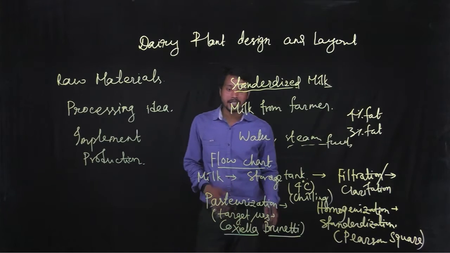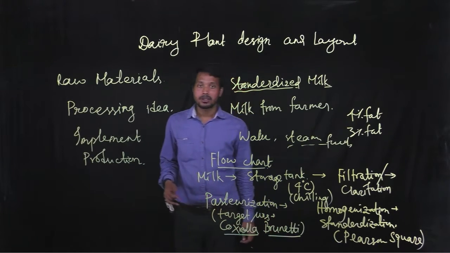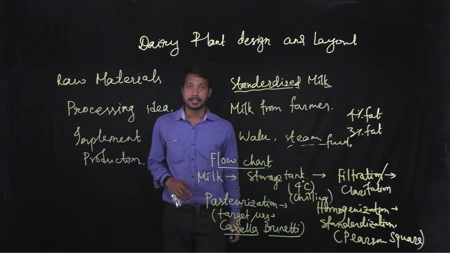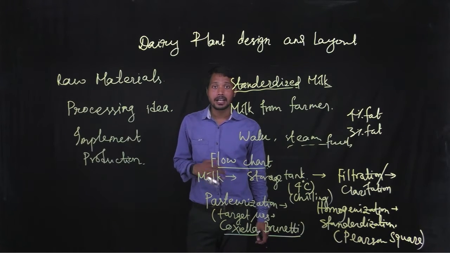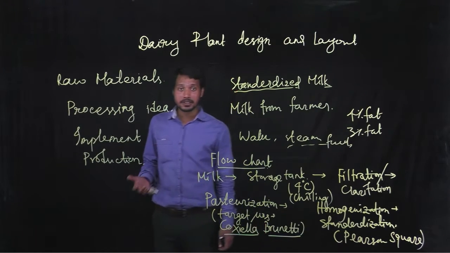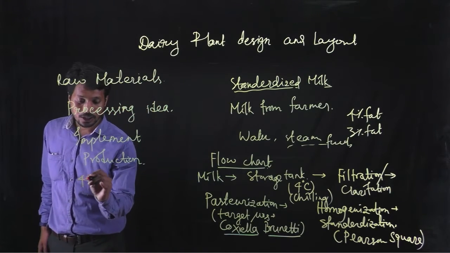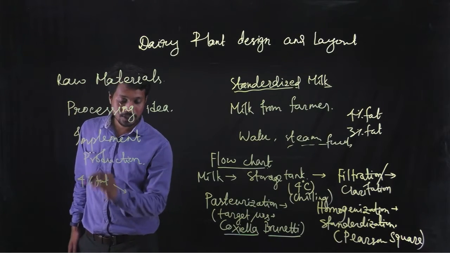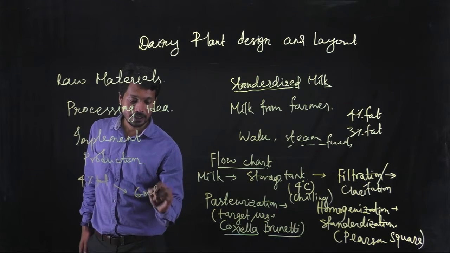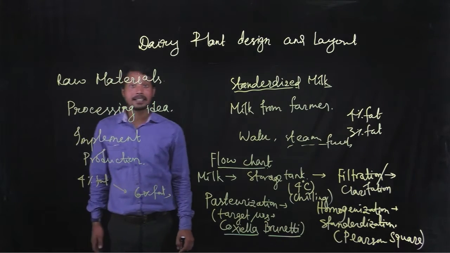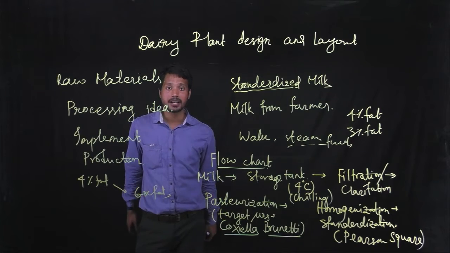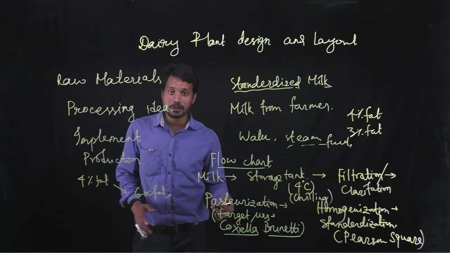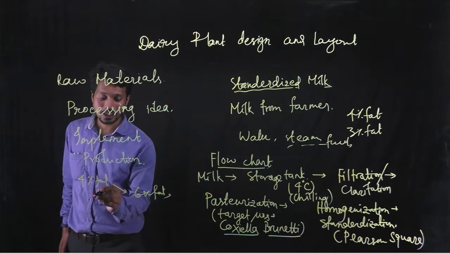In this Pearson square method, we first separate the milk into cream and skim milk. I'll give you an example: your milk has 4% fat, and you want to market your milk with 6% fat. How do you do this? By adding some cream, because we know that fat is nothing but cream. So if you add more cream to the skim milk, then you can produce 6% fat. This method is called the Pearson square method.